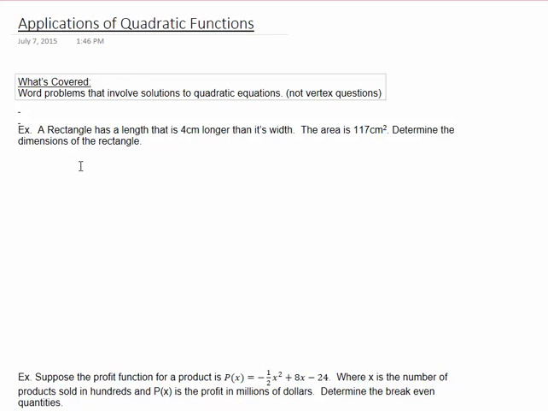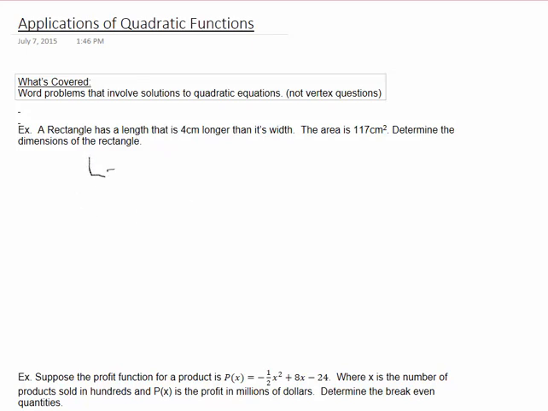But for us today, we need to write the equation first. So we're first going to look at a rectangle has a length that is 4 centimeters longer than its width. The area is 117 centimeters squared. Determine the dimensions of the rectangle. So we're looking for roots.